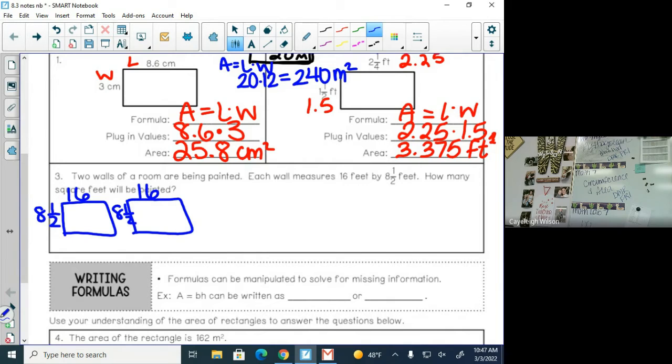So there's both my walls. Both walls are 16 feet by 8.5 feet. How many square feet will be painted? Oh my gosh, it didn't tell me if I'm supposed to find area or perimeter or circumference, or did it? What did it tell you to find? Square feet. And if I see the word square, that tells me I'm finding area.